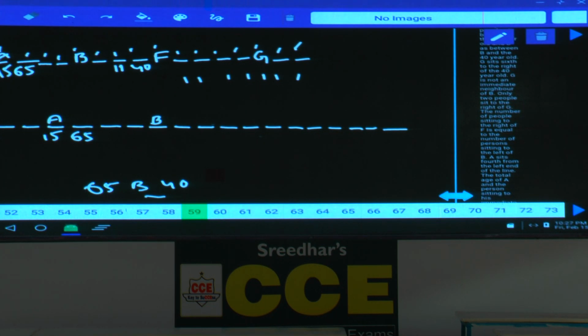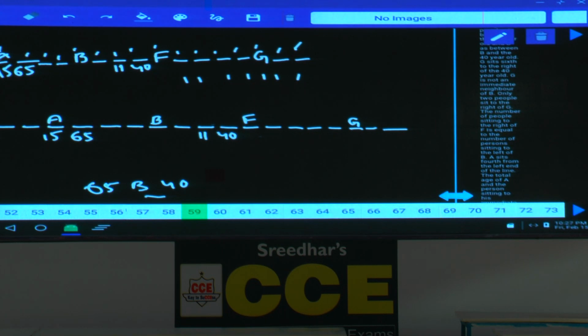If B is here, now the second to the right-hand side of B is 11 years old. The immediate right-hand side of that person is 40 years old, and between B and F we have 3 people, and 4 people in between F and G. Hence G must be here and G is seated so that only 2 persons are to the right-hand side of this G. Now this is the final arrangement.